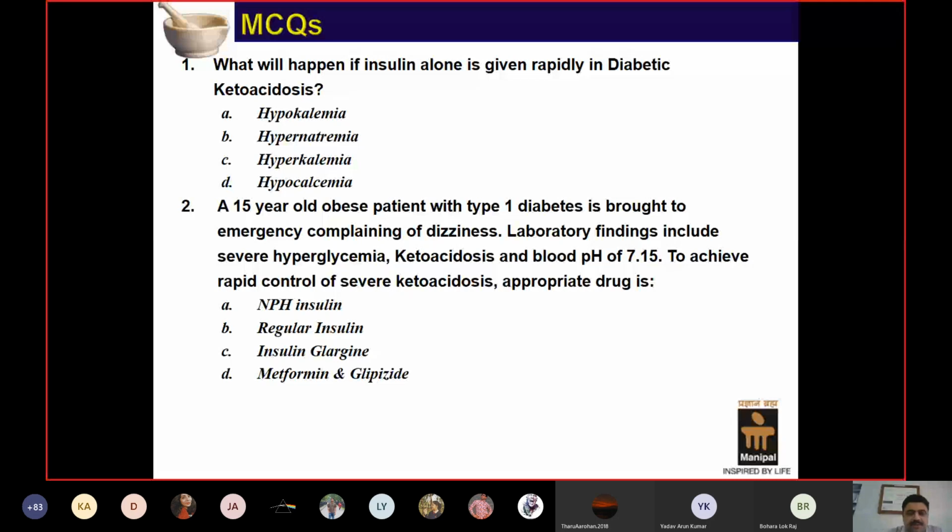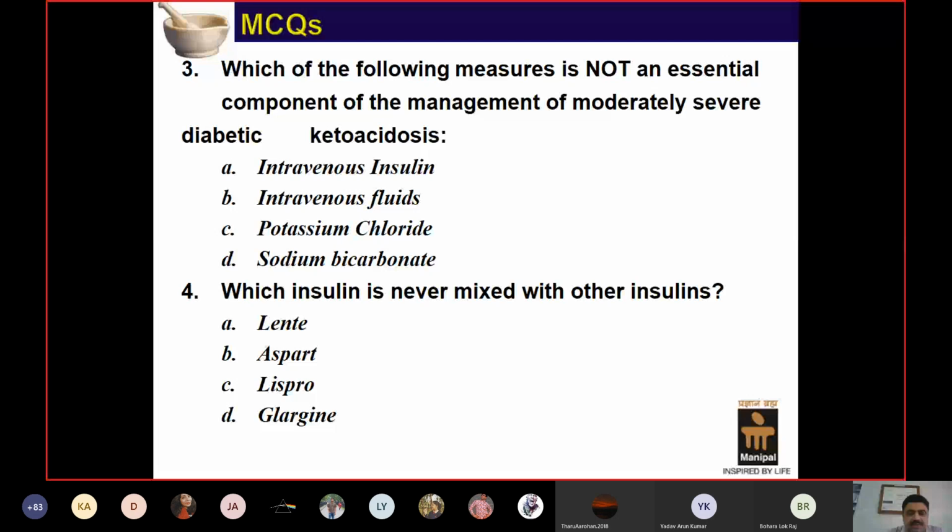Roll number 69. Can you answer question number 3? Which of the following measures is not an essential component of the management of moderately severe diabetic ketoacidosis? Intravenous insulin, intravenous fluid, potassium chloride, sodium bicarbonate. Sir, intravenous fluids.